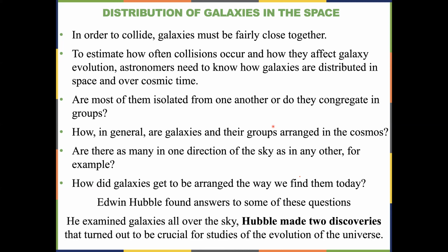And the other thing is how, in general, galaxies and their groups are arranged in the cosmos, and are there as many in one direction of the sky as in the other, for example. That means we need to check, if you look in a certain direction, whether you can see a large number of galaxies compared to another direction, or whether you have a similar number of galaxies in each direction, right? Those are the things that astronomers and cosmologists try to observe to check how these galaxies are distributed in space, right?